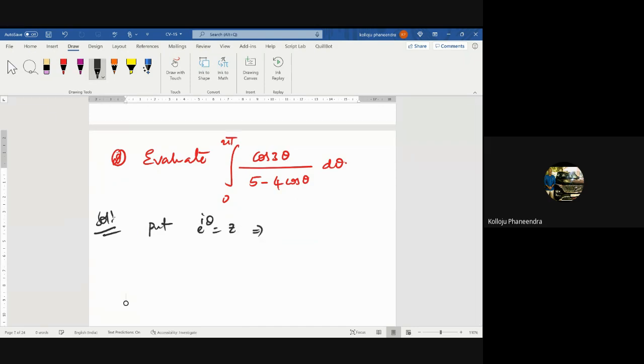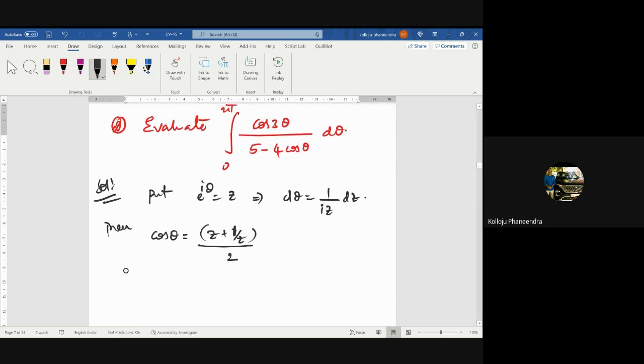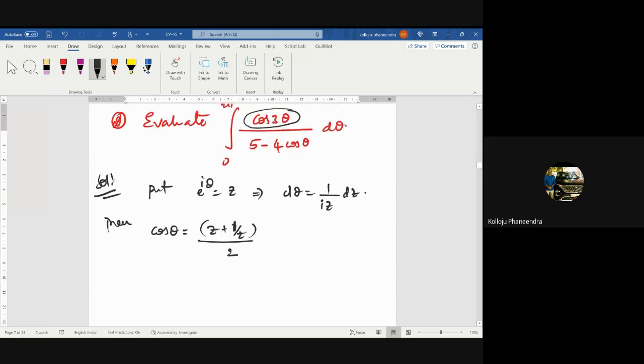This implies d theta is nothing but 1 by iz dz. This is a standard one. And cosine theta becomes z plus 1 by z by 2. Remember, here cosine 3 theta is there. In the textbook, cosine 3 theta is e power 3i theta plus e power minus 3i theta by 2, then you will get z cube plus 1 by z cube by 2. The problem will be very complicated, but I am not doing it that way.